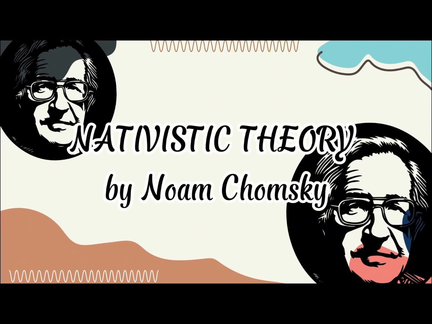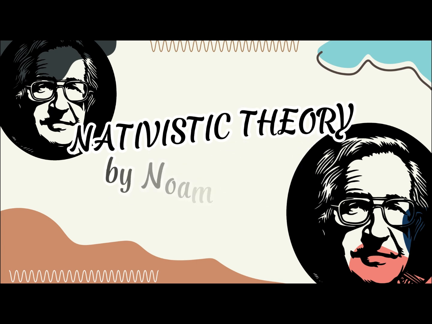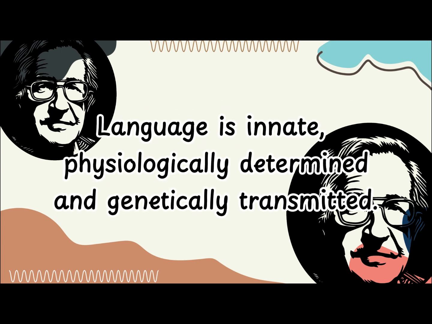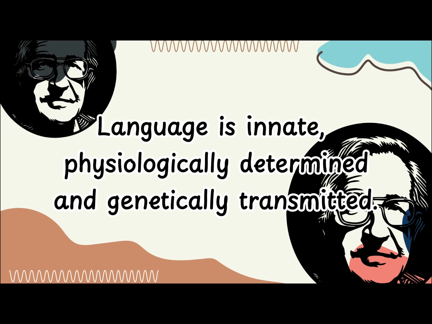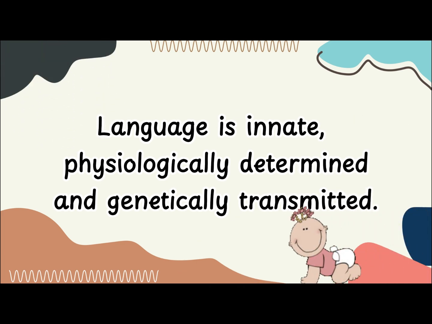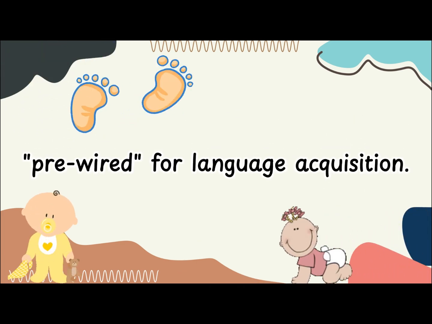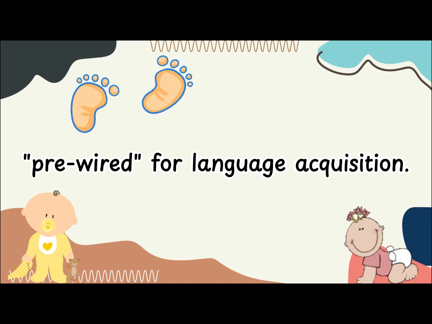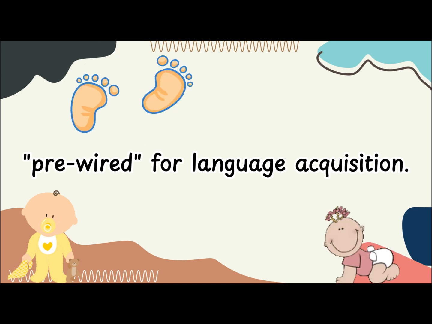It is a biologically based theory which states that language is innate, physiologically determined, and is genetically transmitted. This means that a newborn baby is just pre-wired for language acquisition, and a linguistic mechanism is activated by exposure to language. The main theorist associated with the nativist theory is Noam Chomsky.